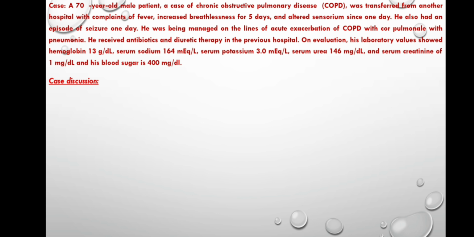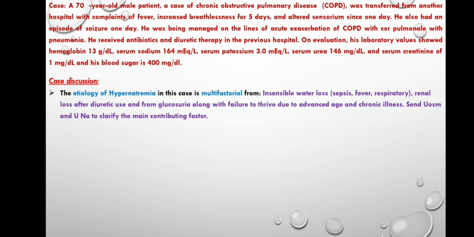Case discussion. First of all, the etiology of hypernatremia in this case is multifactorial. If you concentrate on this case, there are many causes of hypernatremia. First, insensible water loss from sepsis, fever, and respiratory causes. The patient is tachypneic, the patient has fever. All of this causes insensible water loss. Then renal loss because he received diuretic.